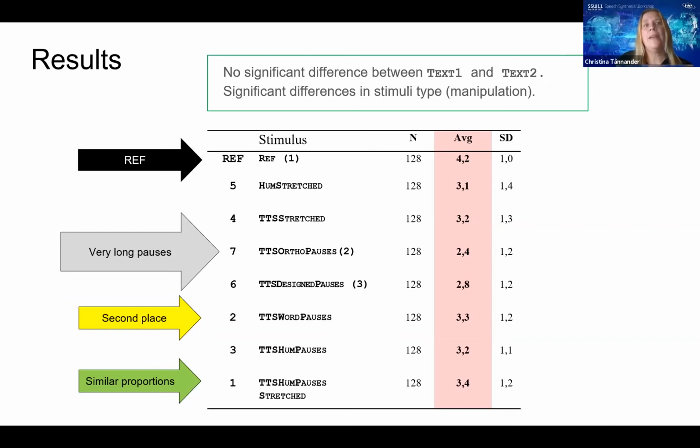And not surprisingly, in our last example here, the worst speech sample with very long pauses, with an average pause duration of 5 seconds, got a score of 2.4. And we don't need to listen to this one. It's just a lot of silence.